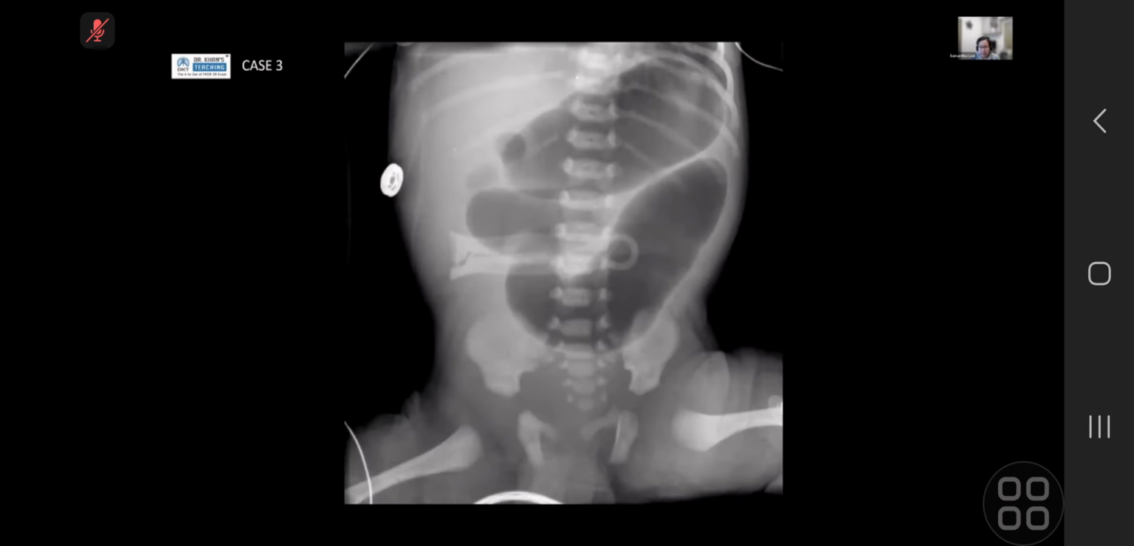Right, okay. So case 3. So what does this X-ray show? Candidate: This is a frontal radiograph of the abdomen. There is an umbilical cord clamp. It's a newborn baby. There is a triple bubble sign suggestive of jejunal atresia.